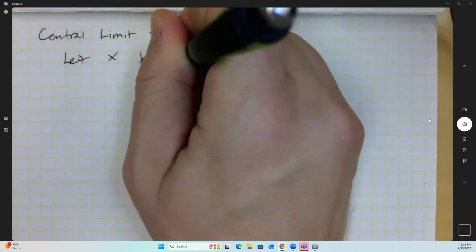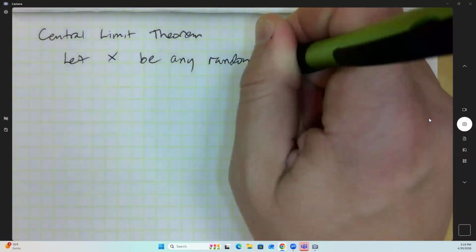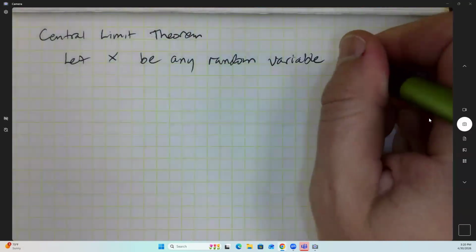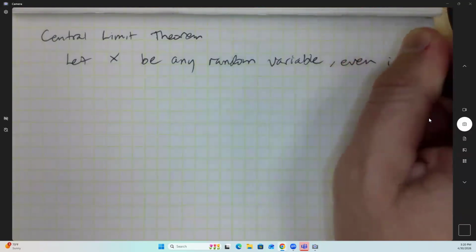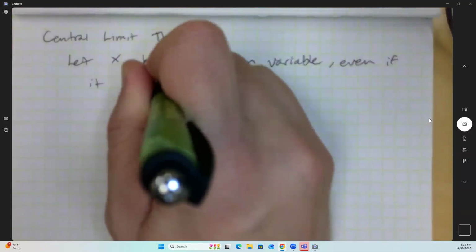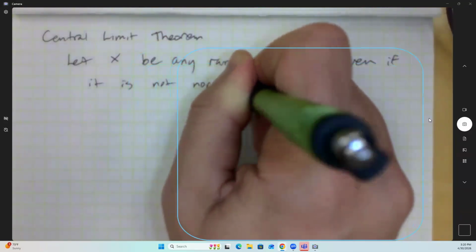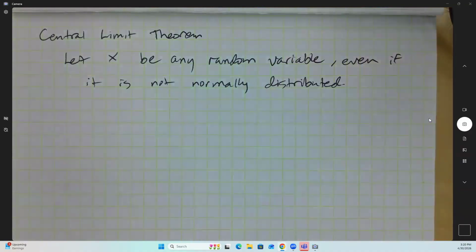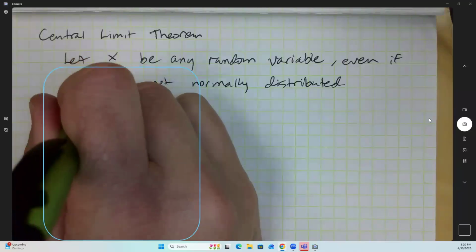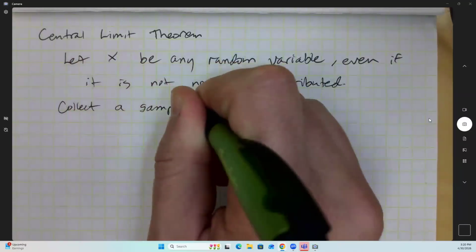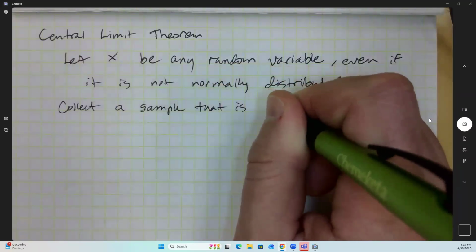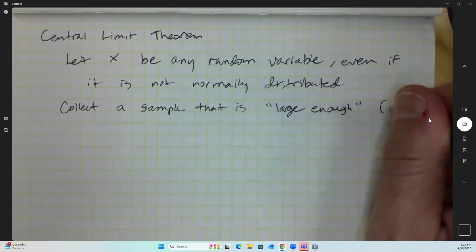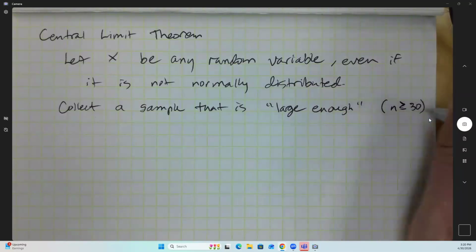Let x be any random variable. I suppose it has to be continuous, but I'm just going to say any random variable, even if it is not normally distributed. Collect a sample that is large enough, usually at least 30. So I'm going to do n greater than or equal to 30.